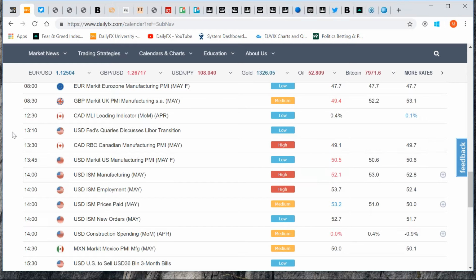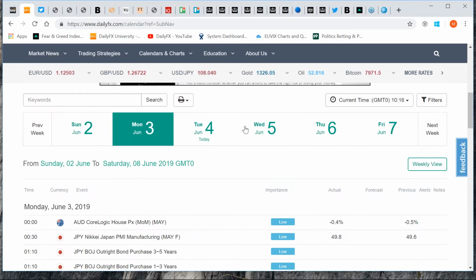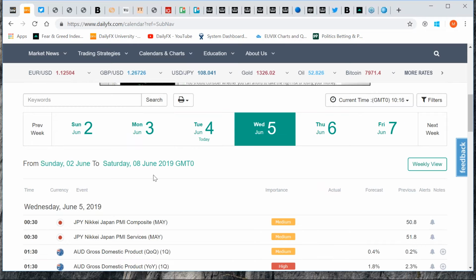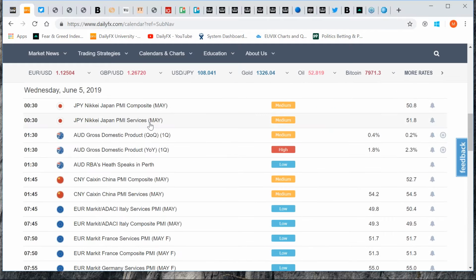Nothing much today to look at on the calendar, so I'm going to go straight to Wednesday. And now, having had the manufacturing PMIs, we now get the service sector PMIs. So this is the one for Japan, second down on the page. There isn't a sort of consensus forecast among economists from that one, so we can't really tell what it's going to show.